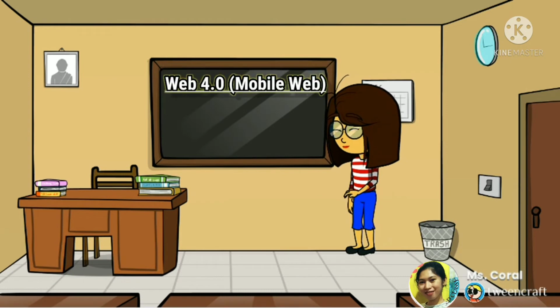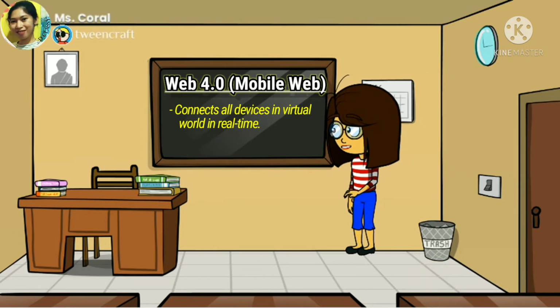Web 4.0 is the mobile web. It connects all devices in the real and virtual world in real time. Since everything is mobile, the web needed to adapt to its mobile surroundings. In this generation, the web is now moving toward using artificial intelligence.